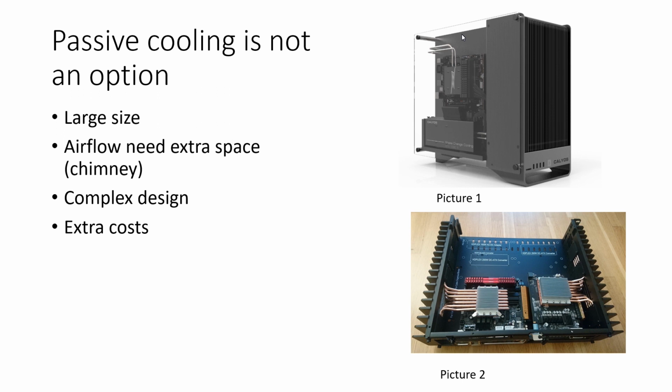Let us look at passive cooling solutions. They are bulky. In picture 1, you can see a large vertical heatsink. It is a good engineering solution. Heat has a tendency to go up. Bottom is cool and top is hot. Airflow starts to circulate, and it works like a chimney.